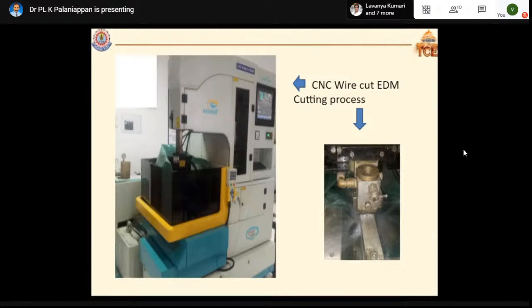So this is the wire EDM machine which is used for conducting this experiment. This machine model is called EcoCut. You can see the machine on the left hand side. On the right hand side, the picture shows the cutting process. Of course, the spark is not visible in this particular photo. So this machine is used to cut by the wire EDM process, and the process parameters are set in this.